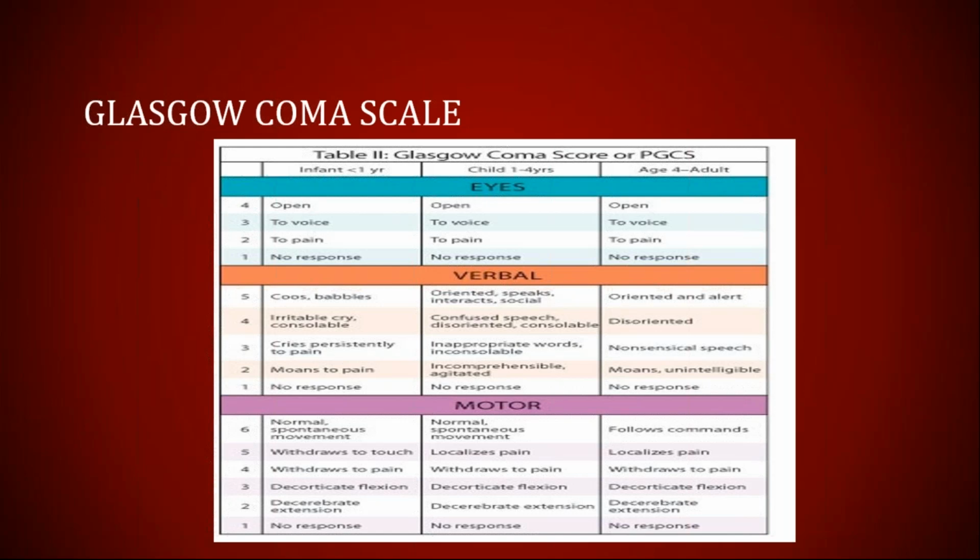So if somebody's alert and oriented, they're able to follow commands, then they are going to be at a Glasgow Coma Scale of 15. Now, if they're completely unresponsive, don't respond anything to verbal, eyes, or motor, then they would have a GCS score of 3. So the lowest score you can get is a 3. The highest score you can get is a 15.